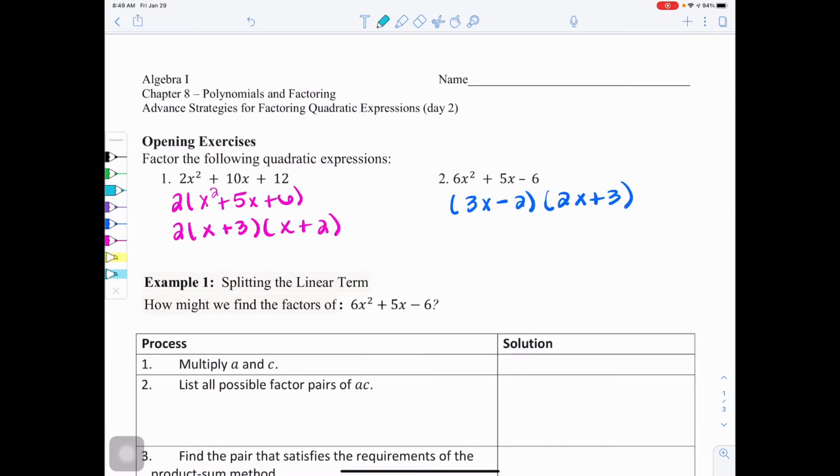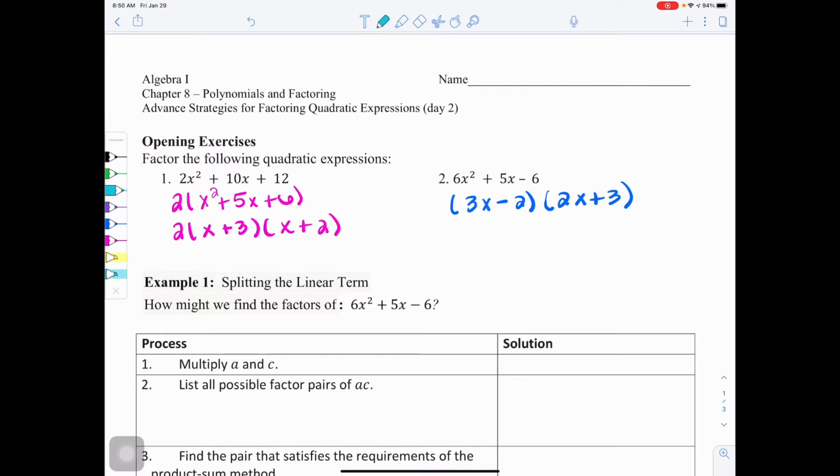Okay, at this time you've had a chance to try the 2 opening exercise problems. In number 1, we want to factor out a GCF first. Now remember, we learned GCF earlier in the chapter. If there's a GCF, it is always helpful to look for that first and factor that out, which could potentially make your factoring much easier. So now we're factoring x squared plus 5x plus 6. So the factor pairs of 6 that add up to 5 are 3 and 2. So you should have 2 times (x plus 3) times (x plus 2).